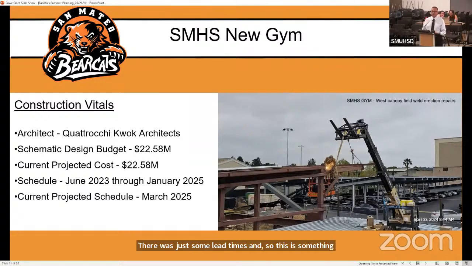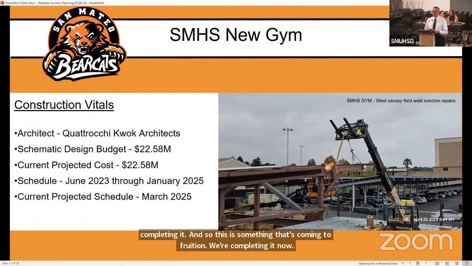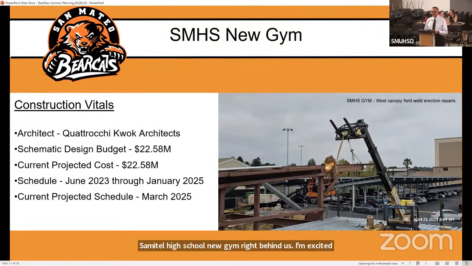San Mateo High School new gym, right behind us. Excited to have the rooftop on there and start seeing some steel stud framing happening. Started today, so really excited to see it shaping up. Our architect is QKA and our schematic design budget is 22.58 million. Current projected costs are on target at 22.58.